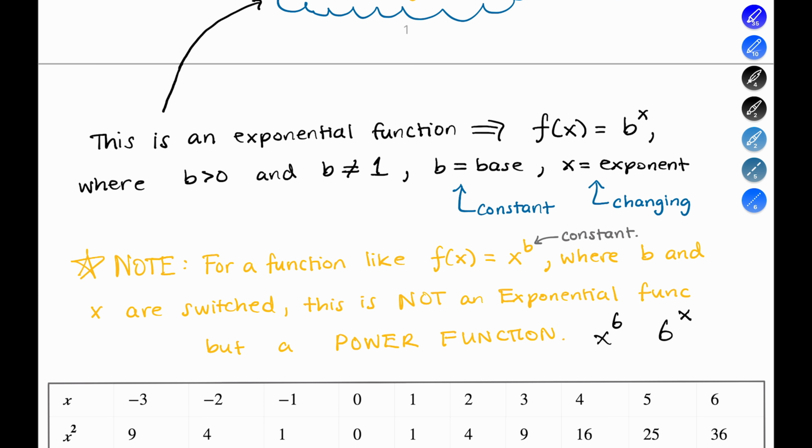And a quick note over here: for a function like f of x equals x to the power of b, where the power is the constant and the base is the element that is changing, where b and x are switched, this is not an exponential function, and instead it is a power function. So quick example, x to the power of 6 is a power function, and 6 to the power of x would be an exponential function.